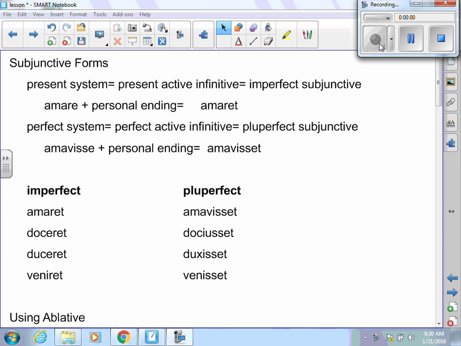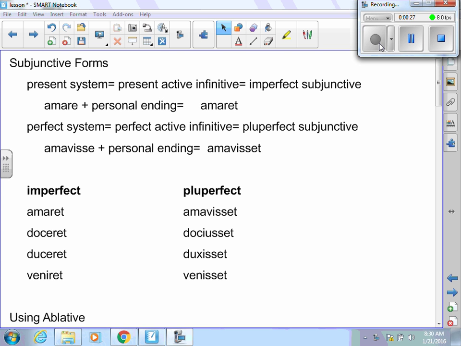Stage 31 review, starting off with your subjunctive forms. For our present system, we have the present active infinitive plus an ending, and that's going to give us an imperfect subjunctive. So you see here I've used amare. I've added a personal ending, the T, to give me amaret, and that is an imperfect subjunctive. Using those present active infinitives is going to be an imperfect subjunctive every time.